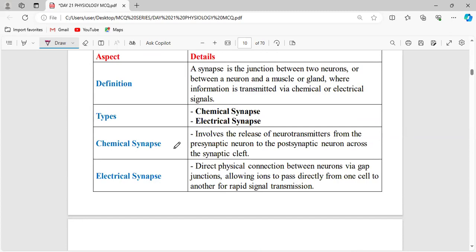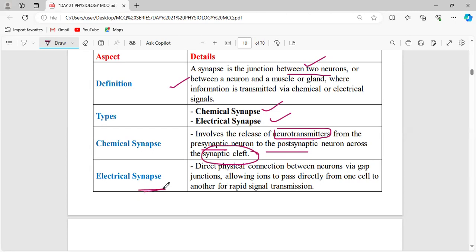Okay. Now, what is the synapse? This is the flowchart related to the synapse. We know that the junction between two neurons is what we call the synapse. And we have two different types of synapse, chemical and electrical synapse. In chemical synapses, neurotransmitters are released from the presynaptic to the postsynaptic neuron through the synaptic cleft.